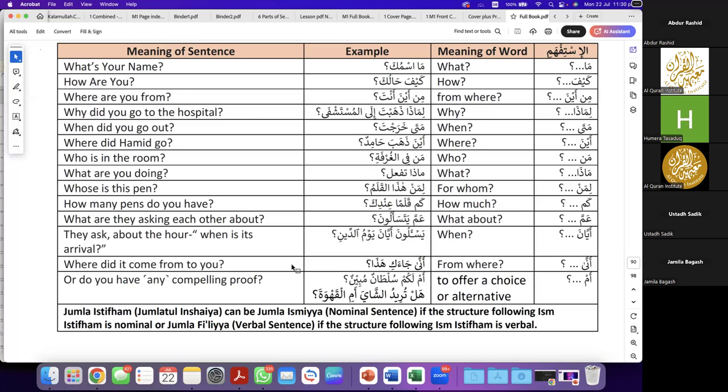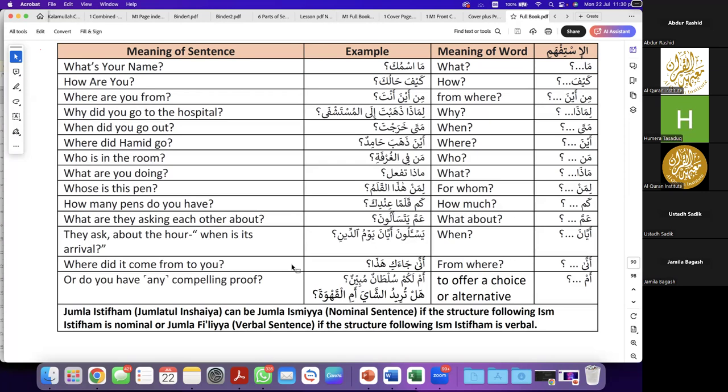Jazakallah khair. So next one is Liman hadha al-qalamu. Whose is this pen? If you want to break it down in a literal translation, liman is belongs to whom, hadha al-qalam. Or another way to translate is, to whom belongs this pen. There are many ways to translate it, but for simplicity, we can say whose is this pen.